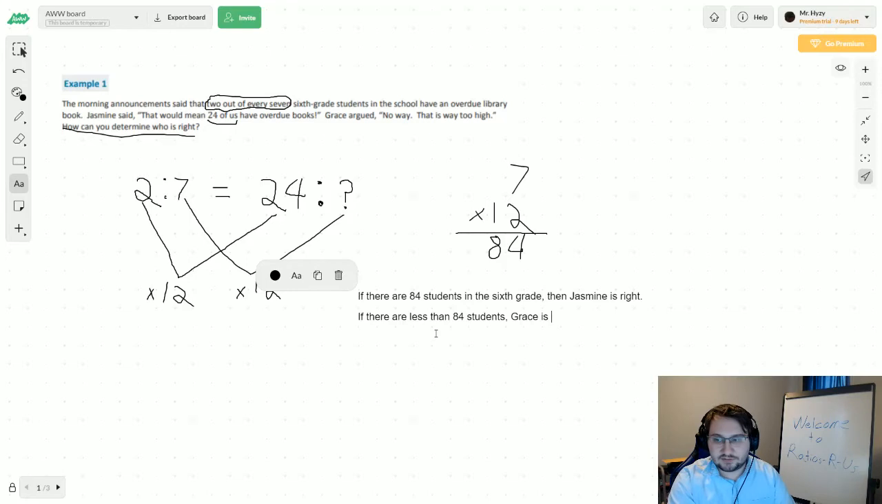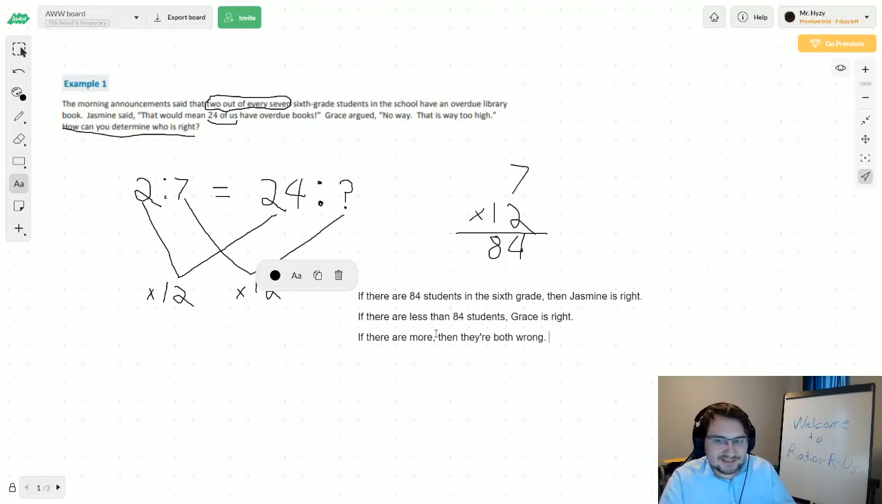Grace is right. And if there are more, then they're both wrong. If there are more than 84 students, then both of them are wrong.